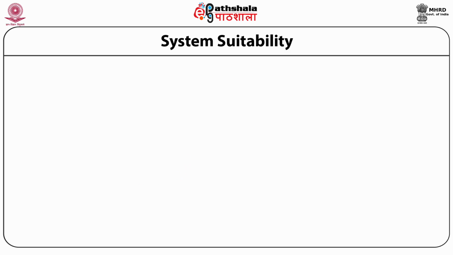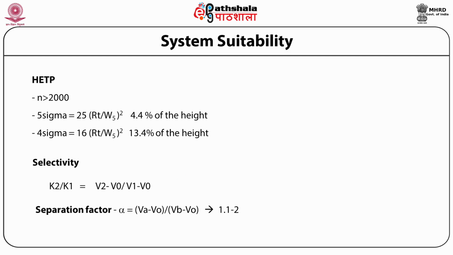The next parameter is height equivalent to theoretical plates. This is calculated, and the number of theoretical plates should be more than 2000 for analytical separation. The higher the number, the better the separation. So usually people prefer to go for 5 sigma, and 5 sigma is 4.4% of its height.